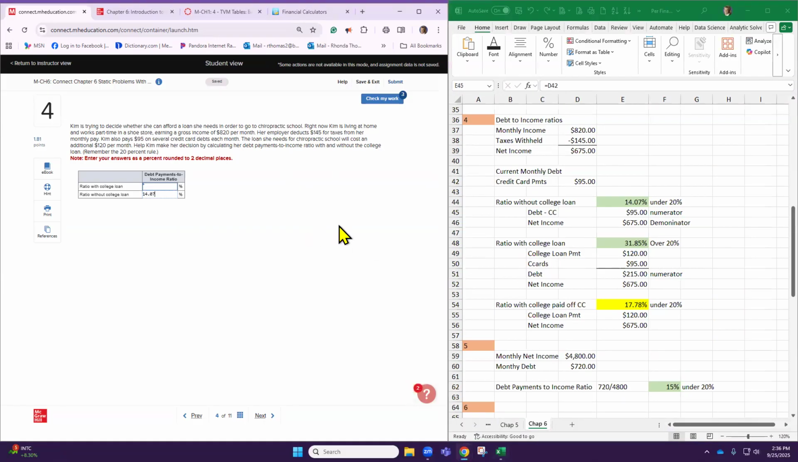Okay. So now let's do it with the loan, right? With the loan. So we're going to list the loan and the credit cards, and that ends up being debt each month of $215. Then we have not improved our income for the month. Okay, so here is the denominator. All right, so when we do the math here, we divide the debt by the net income, and it turns out to be 31.85.